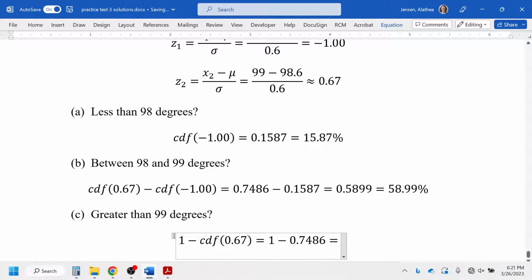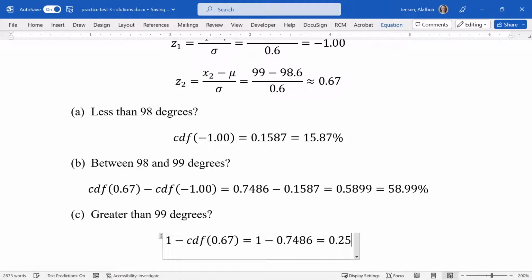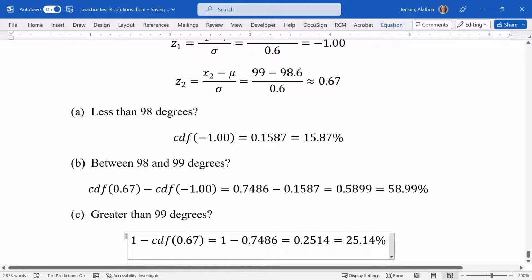And then for the last one, the CDF was 0.7486, so 1 minus that is 0.2514, or 25.14%. All right, and I won't tell you what the extra credit is.